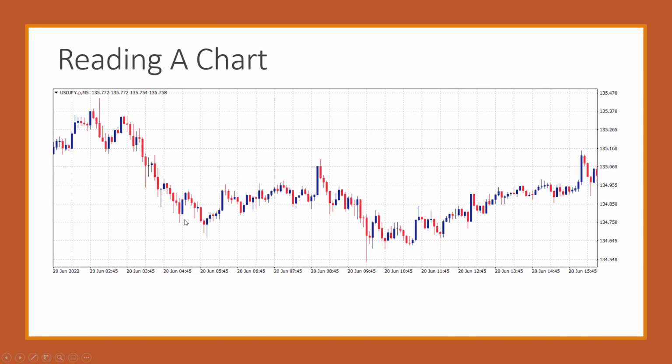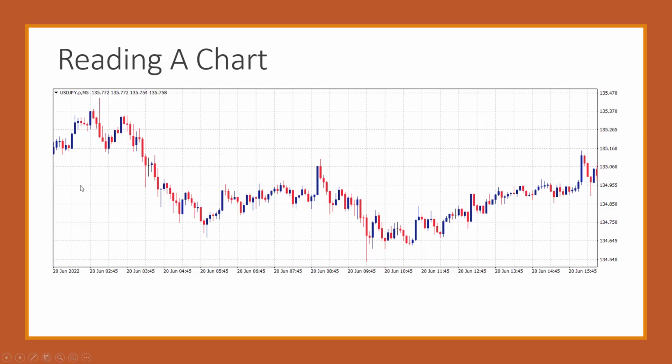So you've got all of these bars going across the chart. Some are blue, some are red. On other charts, you might have a combination of other colors. But here, the red bars indicate where the price has moved down in that period of time, and the blue bars are where the price has moved up in that period of time. Now, because we're looking at a 5-minute time frame, each bar represents 5 minutes of price action.